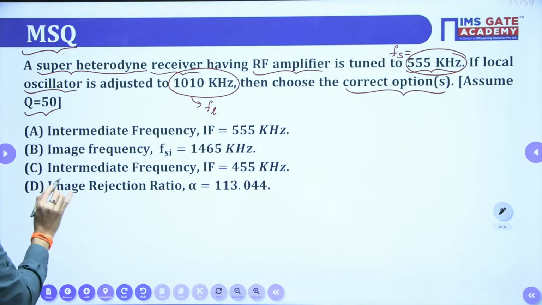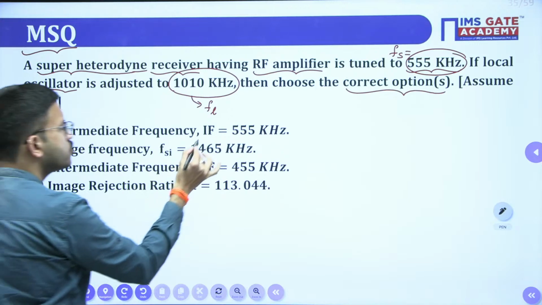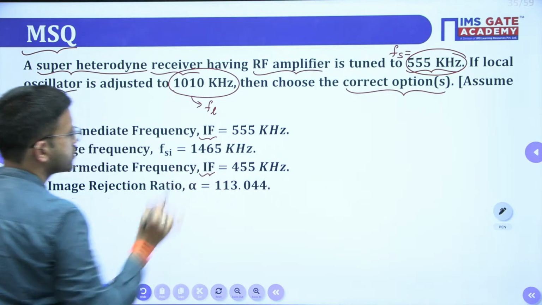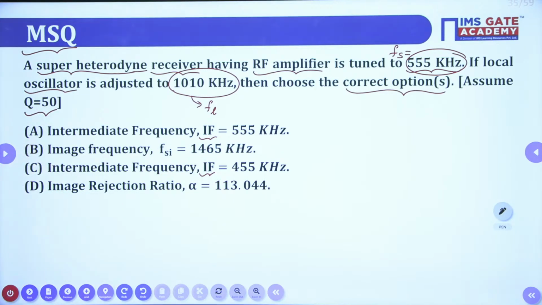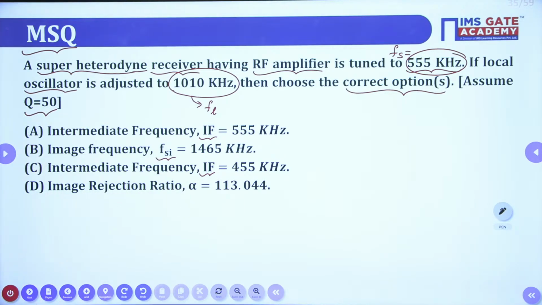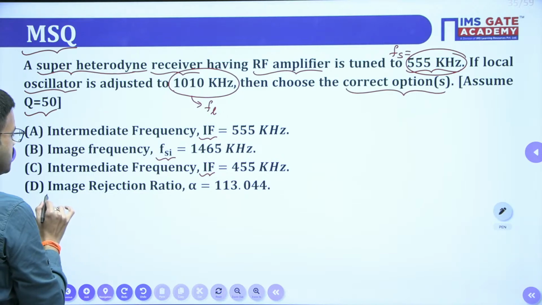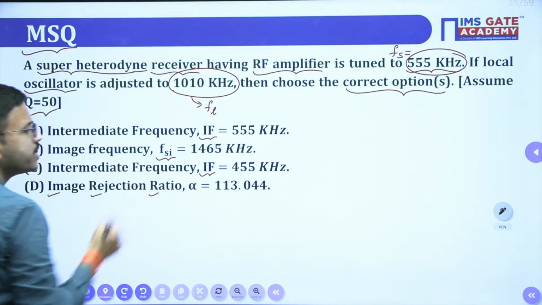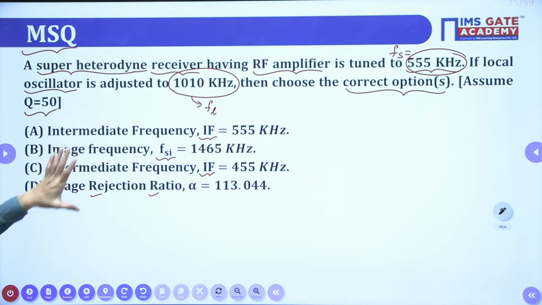Okay, so if you observe the choices, you are having two choices regarding intermediate frequency. One choice is regarding image frequency and the other choice is regarding image rejection ratio, IRR. So first let us calculate the intermediate frequency.